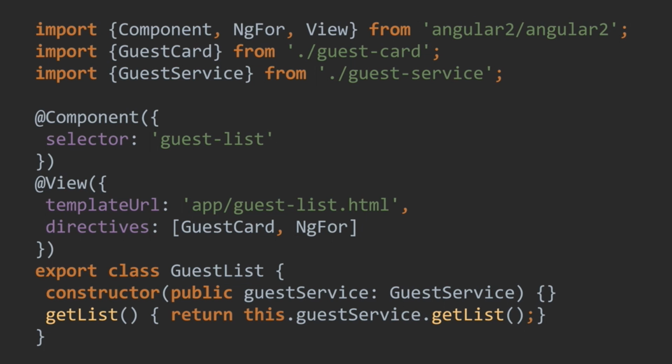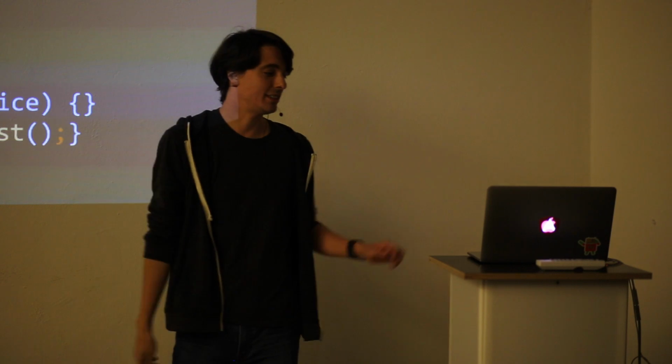Here is the same. I receive the guest service, and it just has a function called getList, and it just returns something from a function call coming from the service. Very simple.